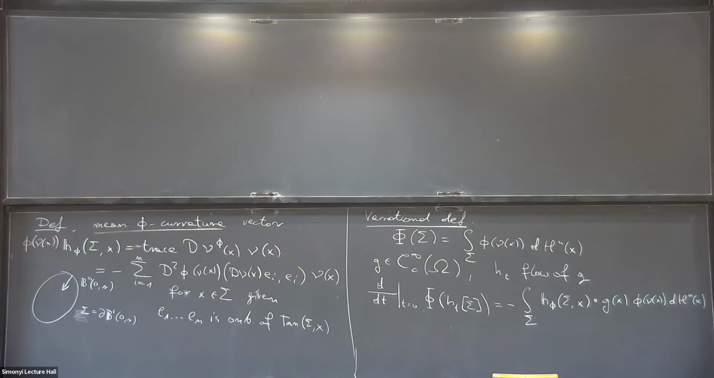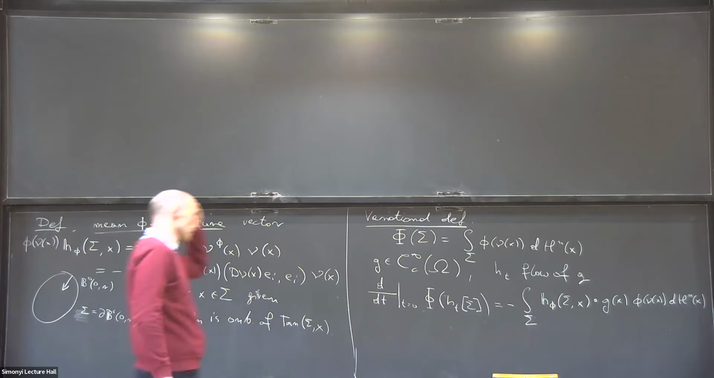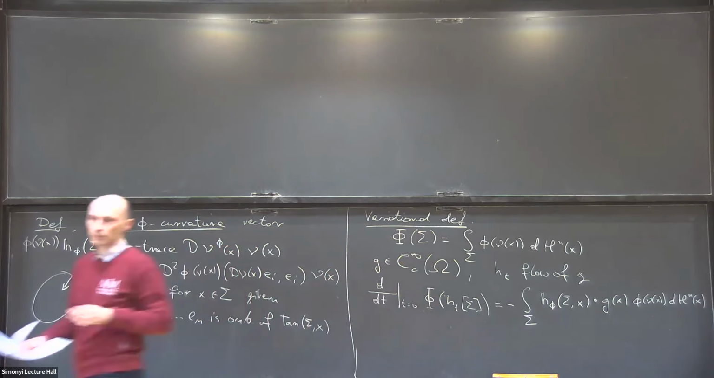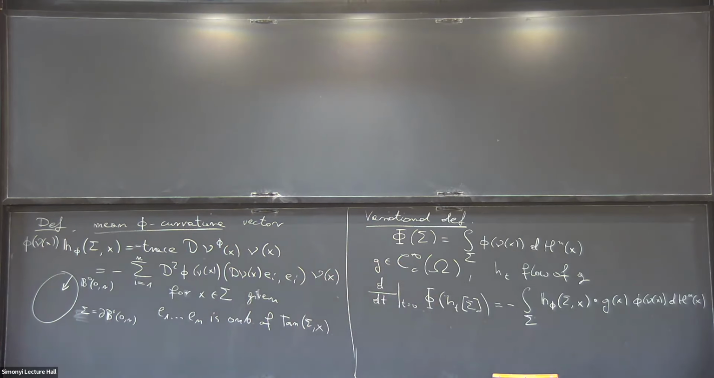So if you know what varifolds are, you can see them. This is the first way you can also translate it to the language of varifolds, but if you don't know, you just stick with a smooth hypersurface.